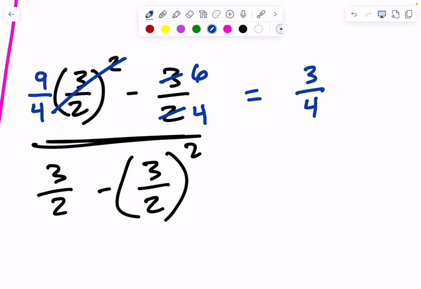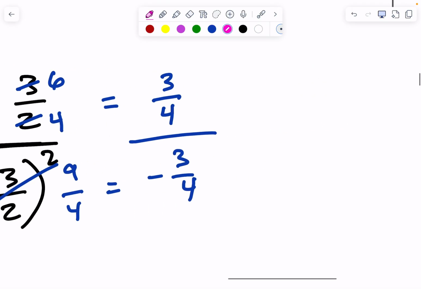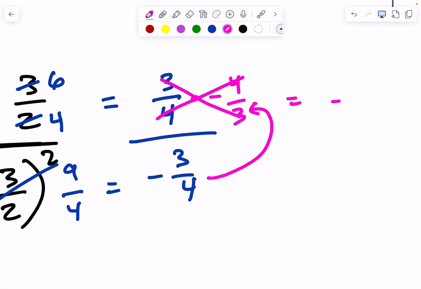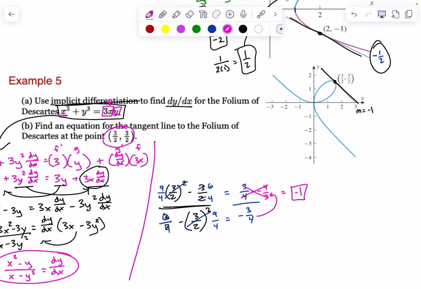On the bottom, we've got 9/4 here. This is 6/4 minus 9/4, which is negative 3/4. Now, if you don't understand that this cancels out to be a -1, you can flip the bottom to the top, so times the negative 4/3, and those cancel, but that ends up being -1, which is what we guessed to begin with. A -1 is going to be my slope.